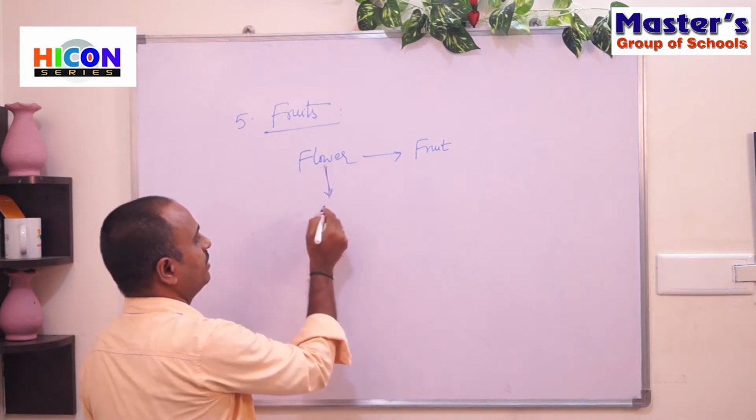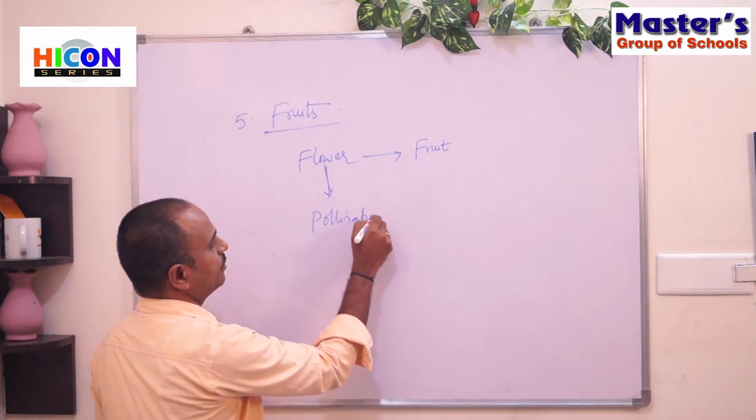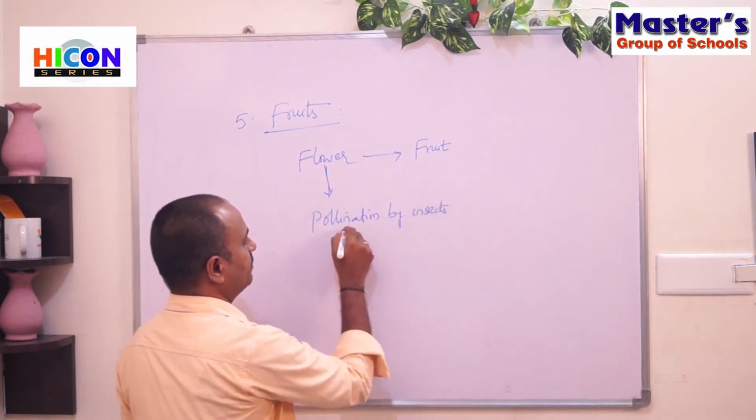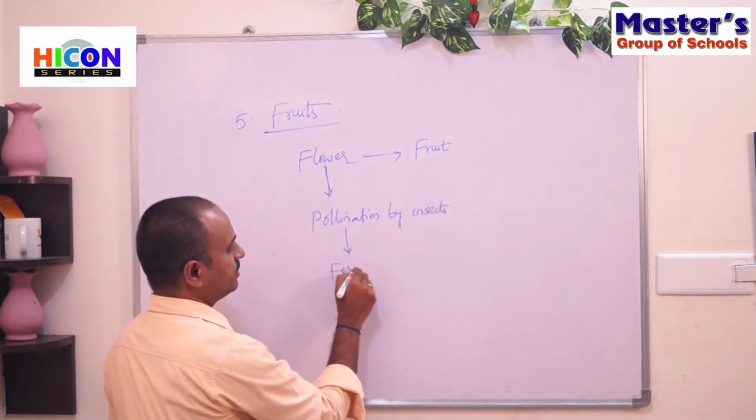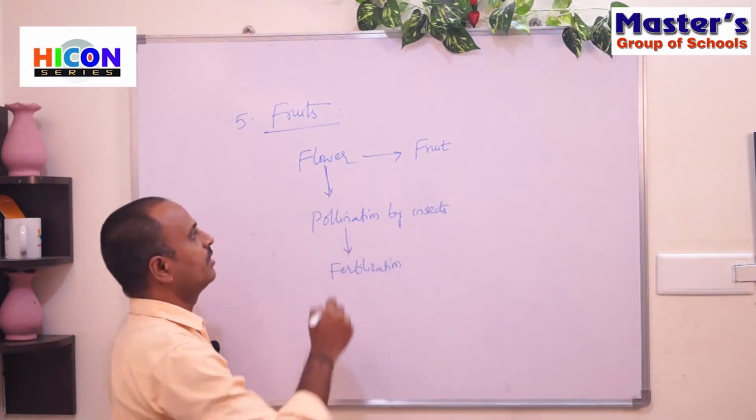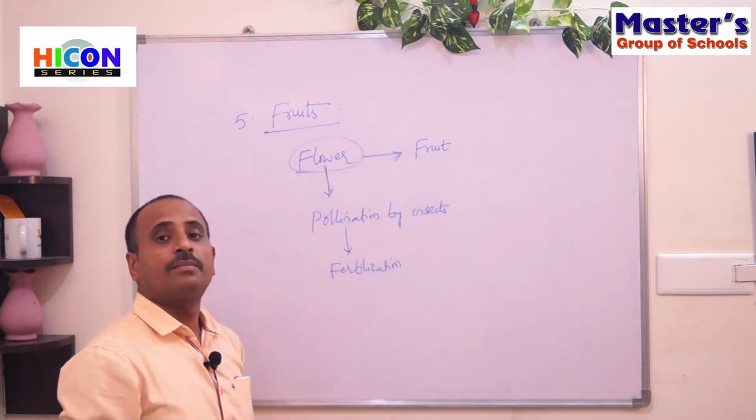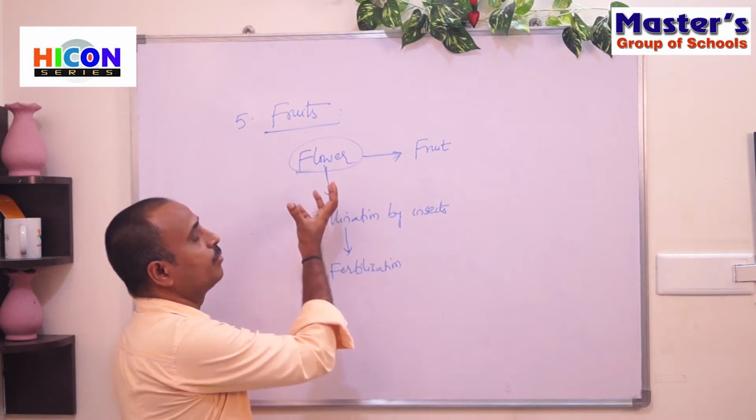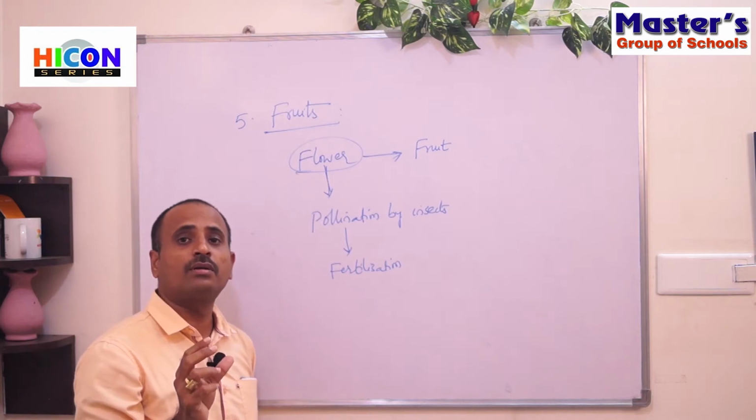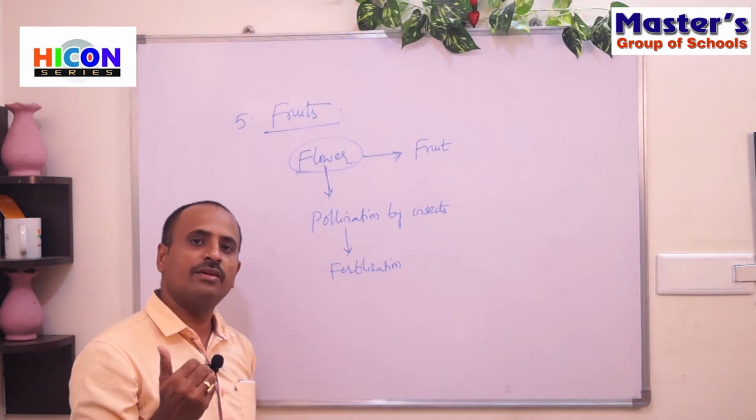So in the flower, pollination takes place by insects. Due to pollination, fertilization will take place. After fertilization, the flower will develop into a fruit. That means the sepals present at the bottom of the flower will fall down, and the bottom part of the flower will become swollen and gradually become a fruit.